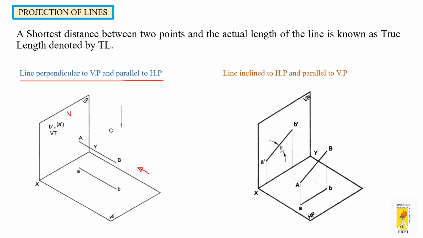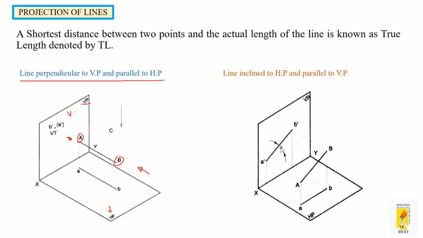perpendicular to VP. This is VP, and parallel to HP. This is HP. So you can see that if the line is viewed from the front side, only the point B is visible, and this point A is not visible, that is, it is hidden. So from the front side, you could only see a point here.